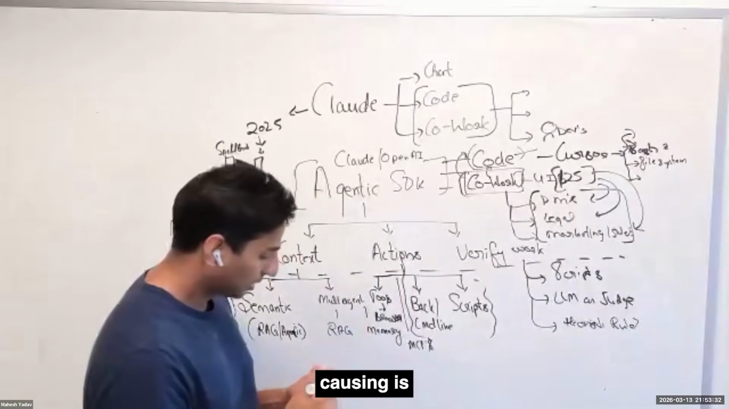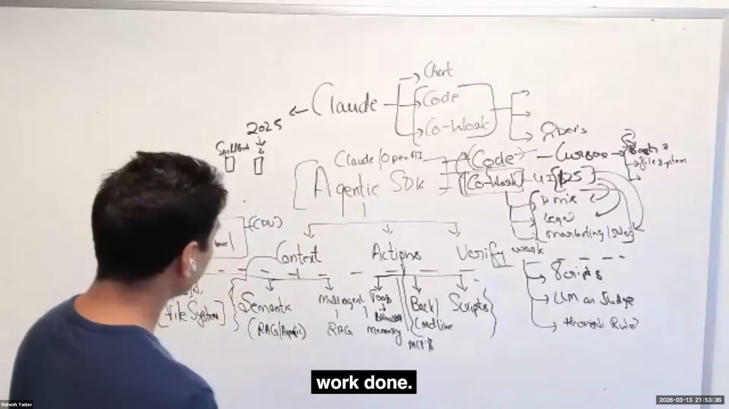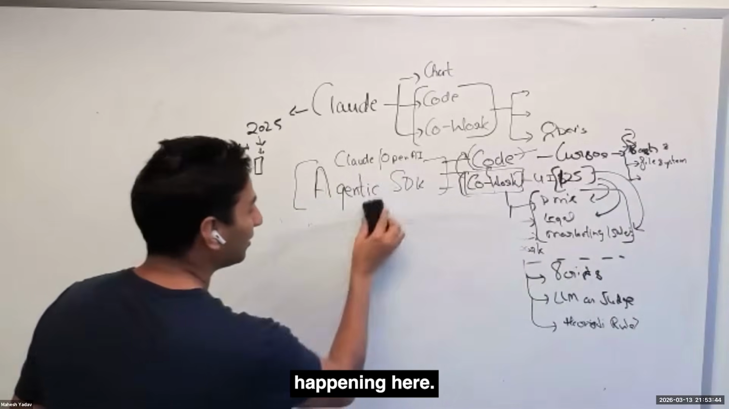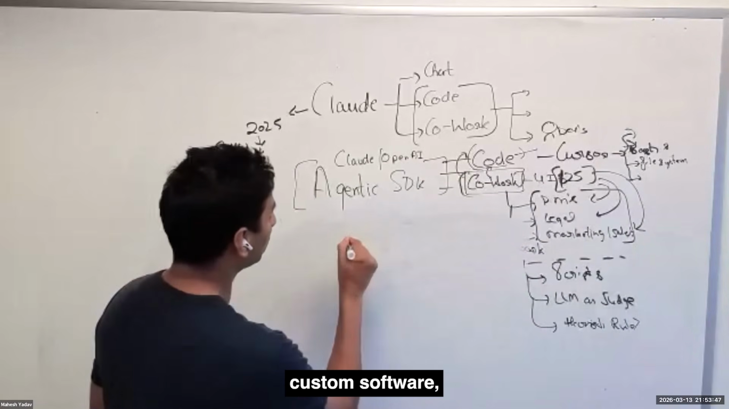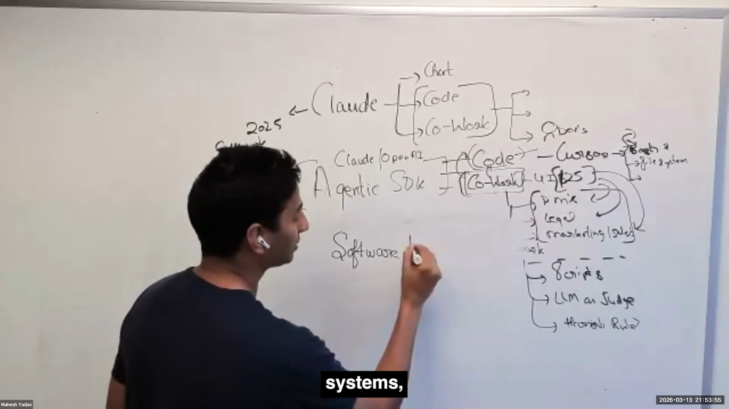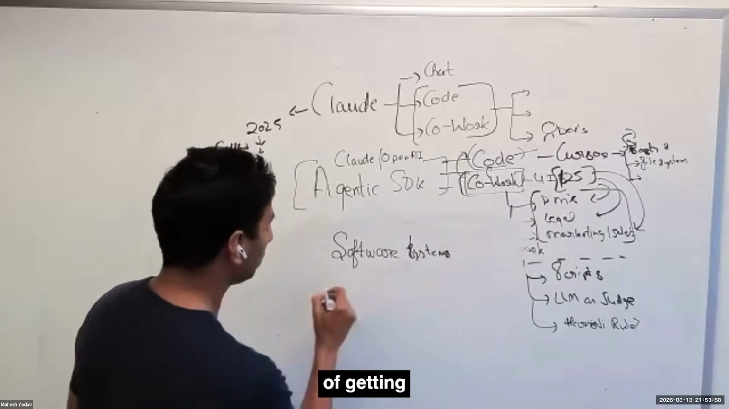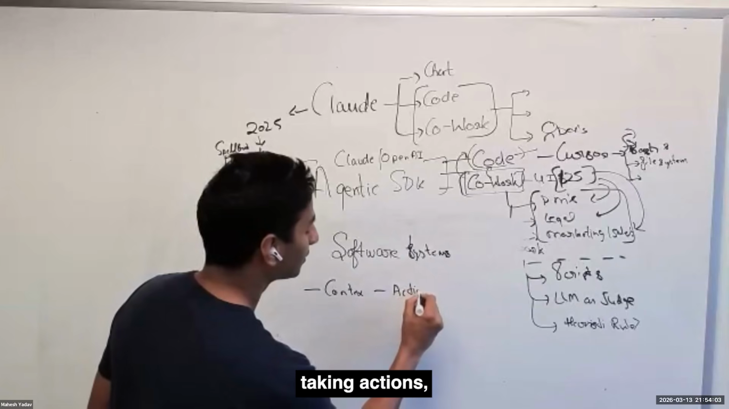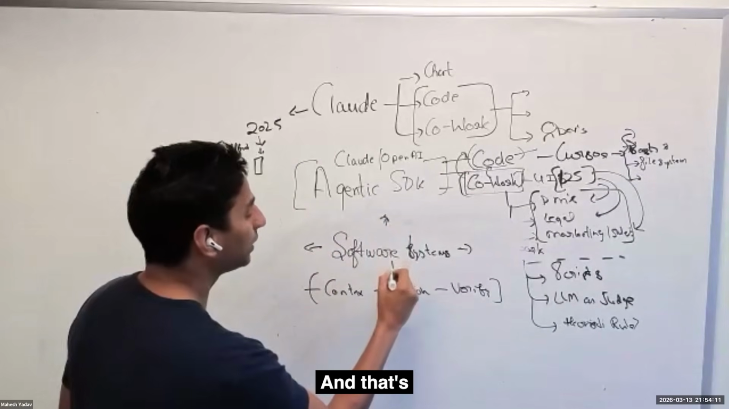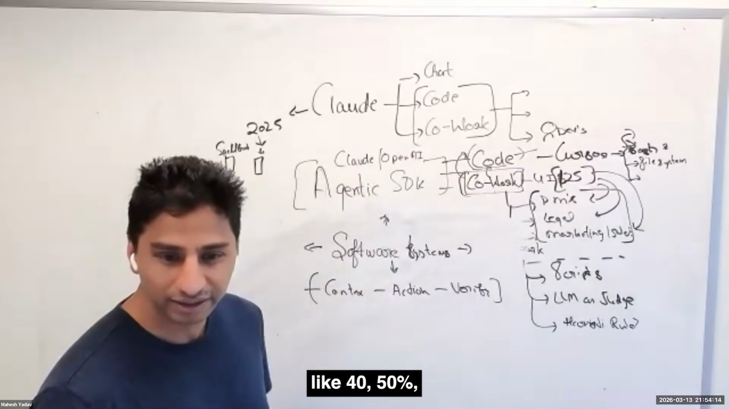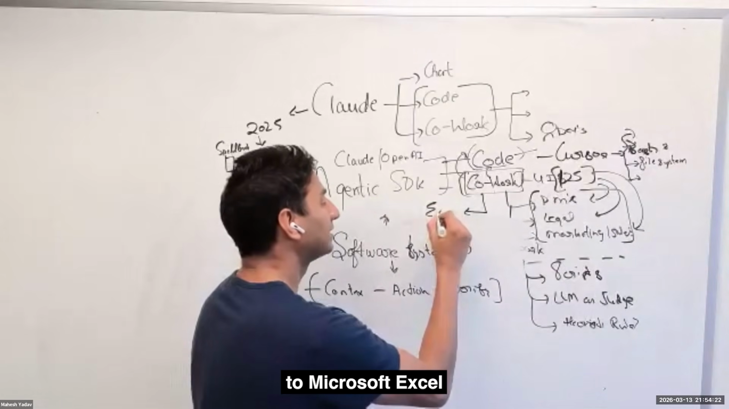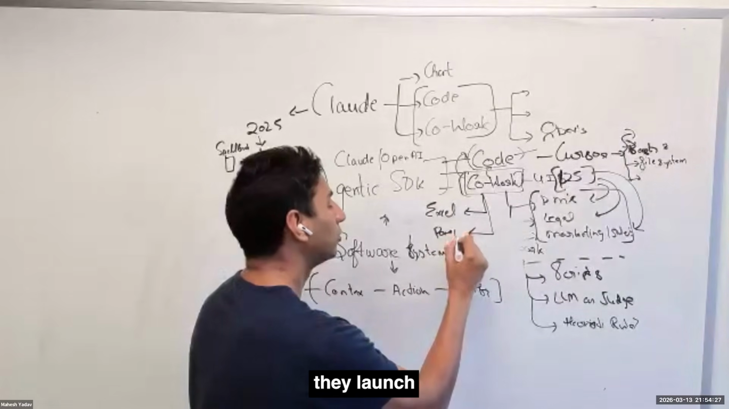This is also causing a disruption in how people will get the work done. That's what you have seen when Wall Street saw what's happening here. What they are saying is that custom software building, software tools or software systems, which basically did this work of getting the context, taking actions, and verifying, need to be rewritten or thought through again. That's where you are seeing the stocks of all these companies down like 40-50%, because everybody's thinking that this is the new way. Co-Work also connected to Microsoft Excel and Microsoft PowerPoint when they launched those connectors.